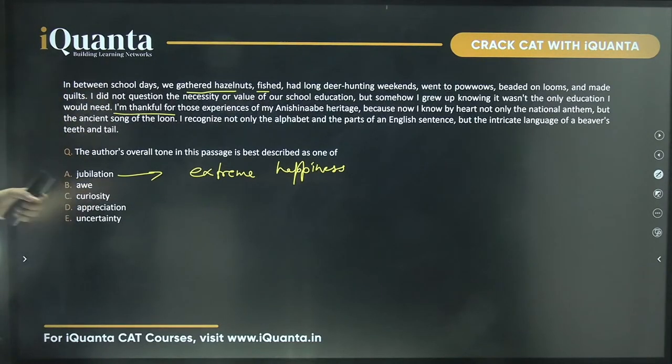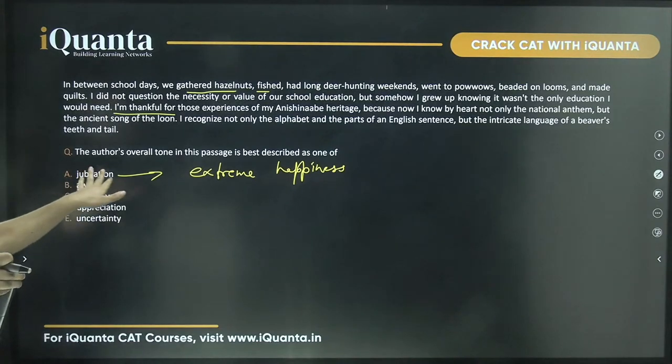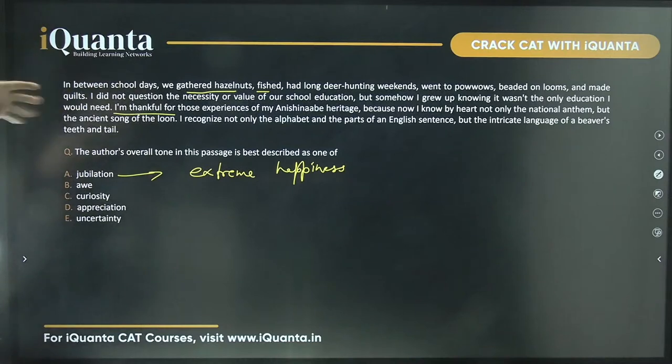extreme jubilation? Like, wow, I got the chance to bunk my school almost each and every day, and I was happy not to be at this school among the boring teachers, but out there with my beautiful and interesting friends. So had it been something like this, then we could have called it jubilation. But it is simply appreciation for the chance that the author got.